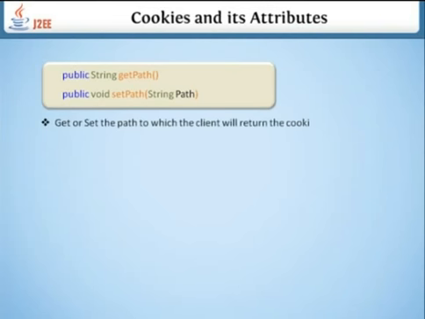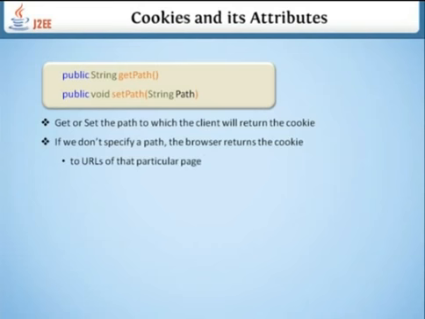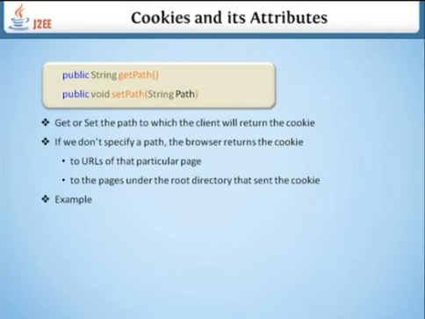And one more: getPath and setPath. They get or set the path to which the client will return the cookie. If you don't specify the path, the browser returns the cookie only to URLs in the same directory as the page that sent the cookie, under the root directory. Example like this.